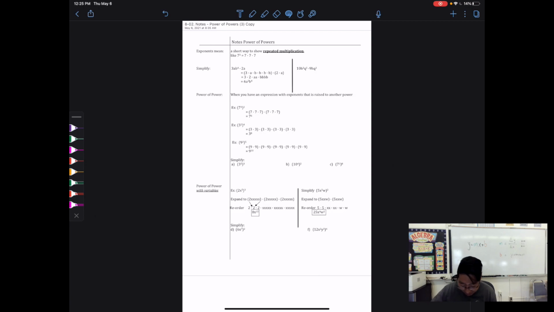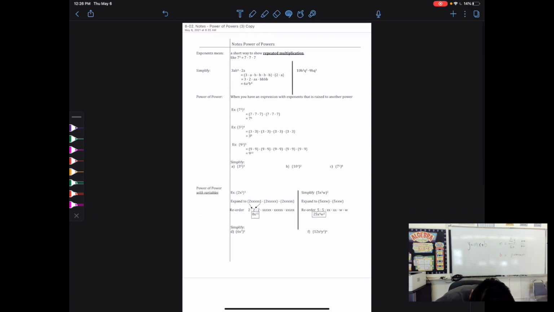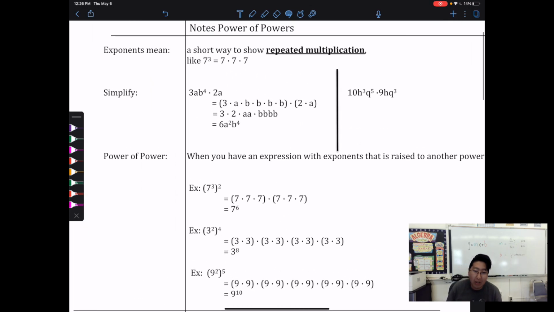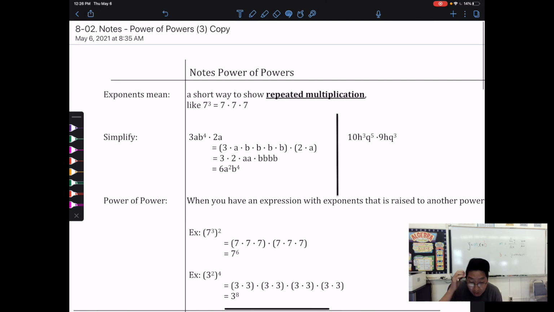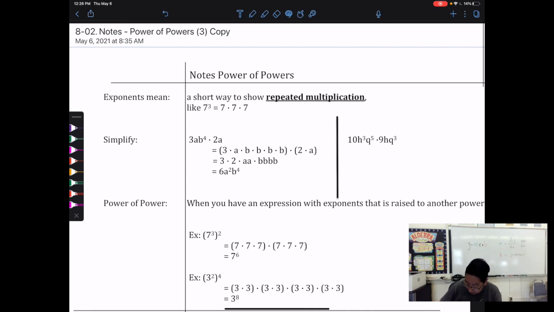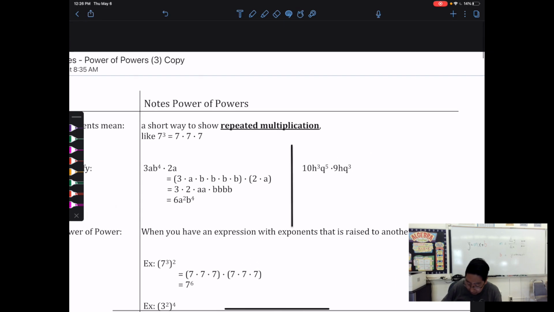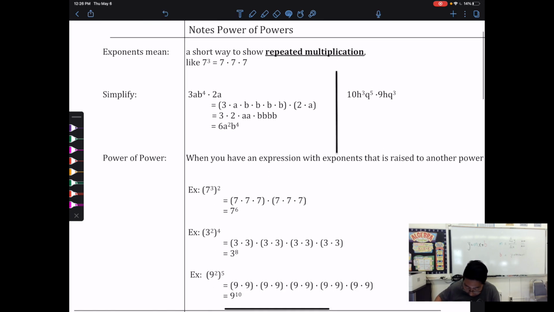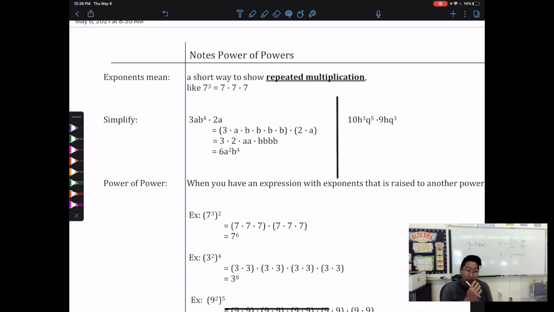Here are our notes on power of powers. Now, in the last set of notes, we talked about exponents. Wow, I blanked out on that word. Before we get into the thick of the notes, we are going to review what exponents mean. Exponents mean repeated multiplication. I talked about how in elementary school you learned that repeated addition is multiplication, and so exponents is repeated multiplication.